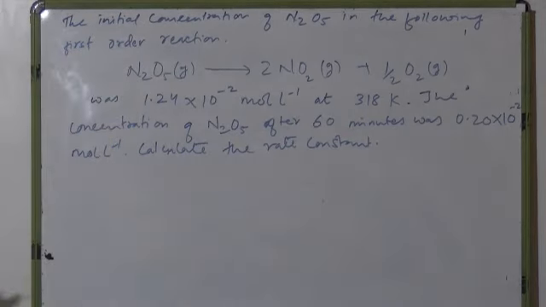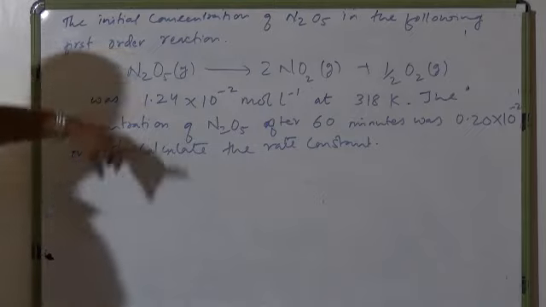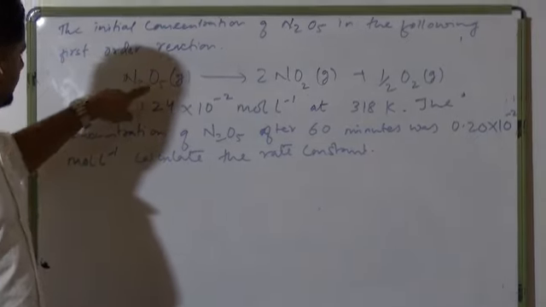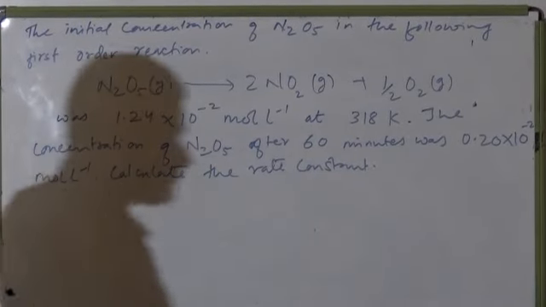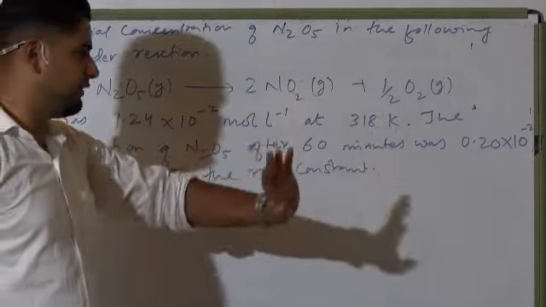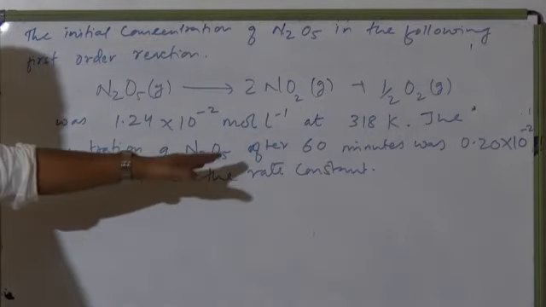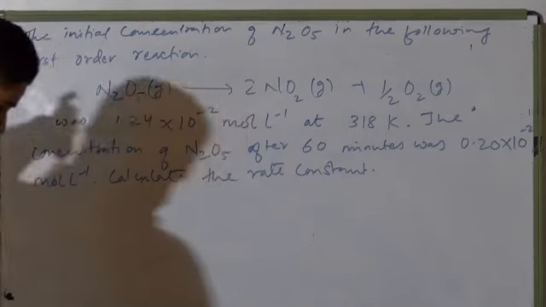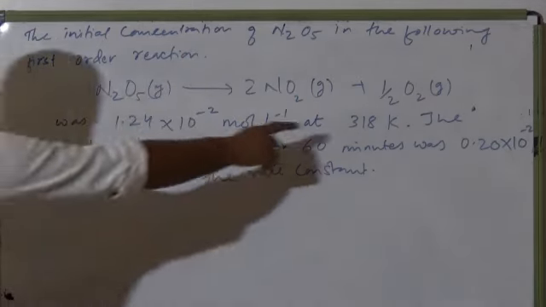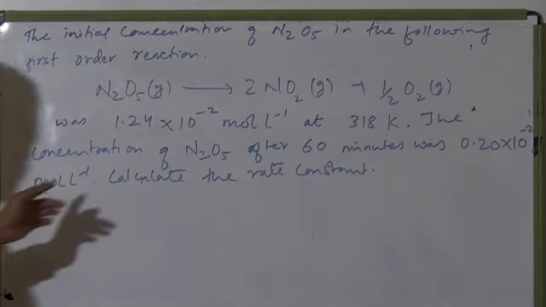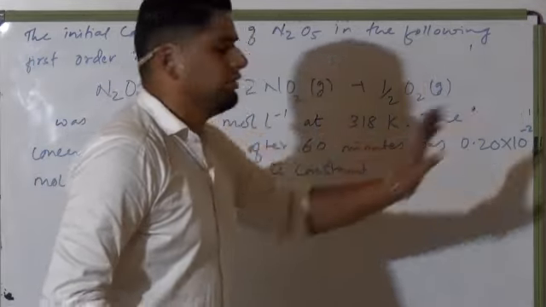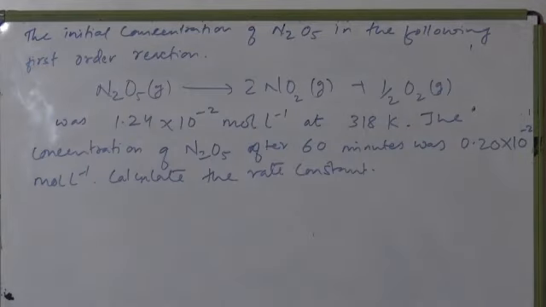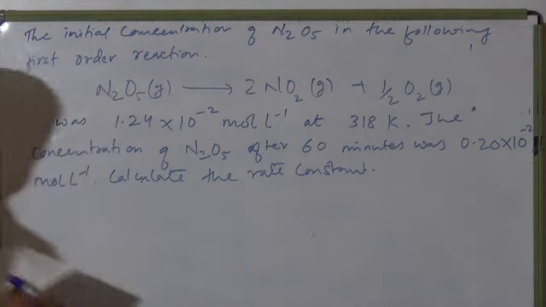First, let us try to understand the question. The initial concentration of N2O5 is given as 1.24 into 10 to the power minus 2 mole per liter at 318 Kelvin. The concentration of N2O5 after 60 minutes, when the time lapse is 60 minutes, will reduce to 0.20 into 10 to the power minus 2 mole per liter. So we need to find the rate constant. Let us make our data clear.